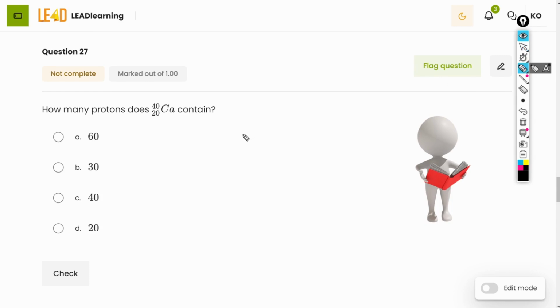Question 27. How many protons does calcium atom contain? So calcium atom shows us that it has an atomic mass of 40 and it has a proton number or atomic number of 20. So the number written at the base here is the proton number or the atomic number, while the number written at the top here is the atomic mass, which is the sum of the protons and the neutrons in the nucleus of the atom. So what this simply means is that the proton number of calcium is 20. So our correct answer is the option D.